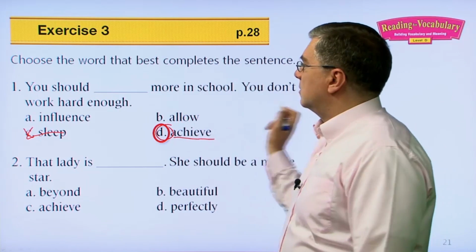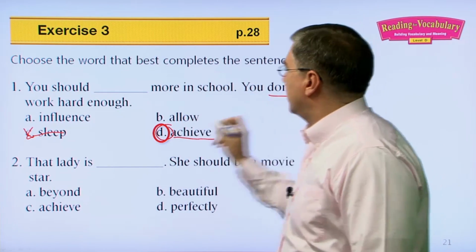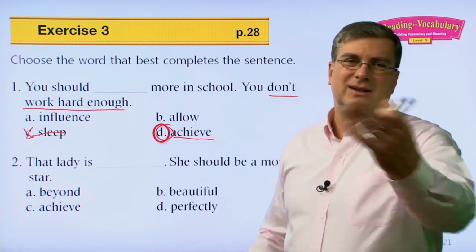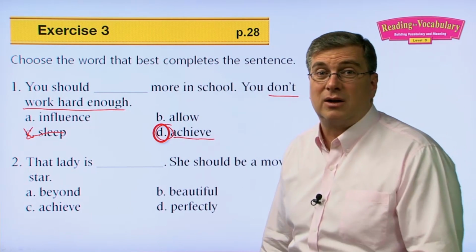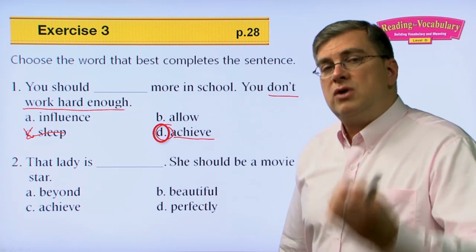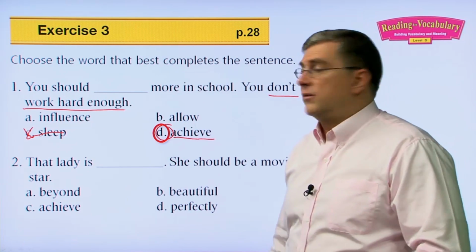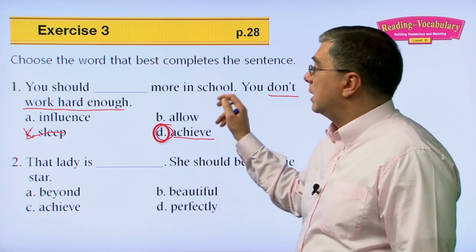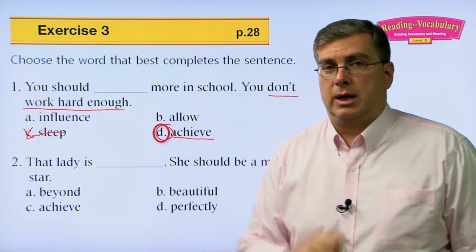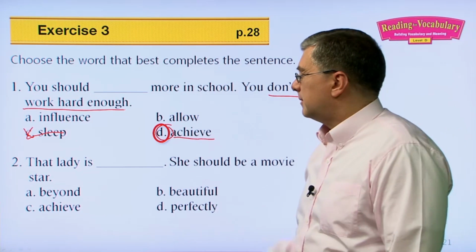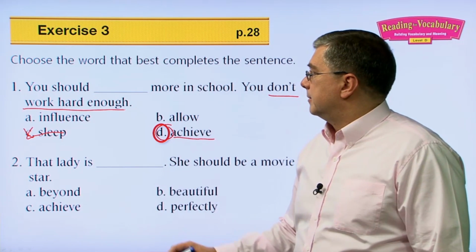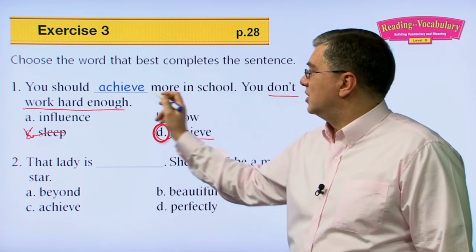In other words, if somebody doesn't work hard enough, let's say your friend is a little lazy. They don't study hard enough. They get bad grades on their tests. You could say you don't achieve enough. You should achieve more in school. You don't work hard enough. Okay, so work harder, achieve more. Okay, number two. Now, don't forget number one. You should achieve more in school.